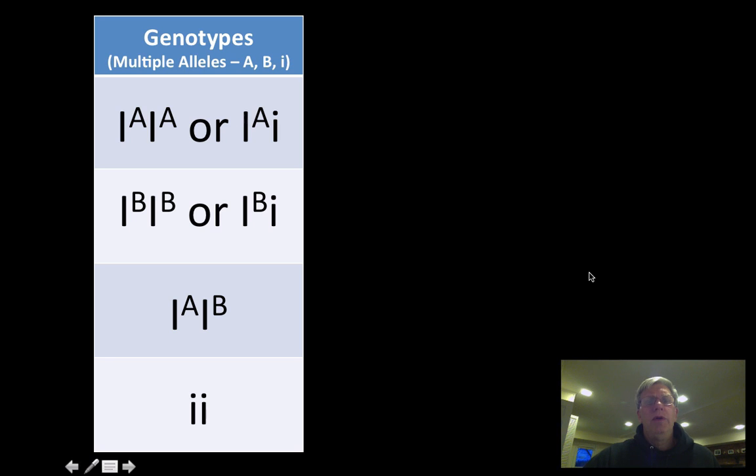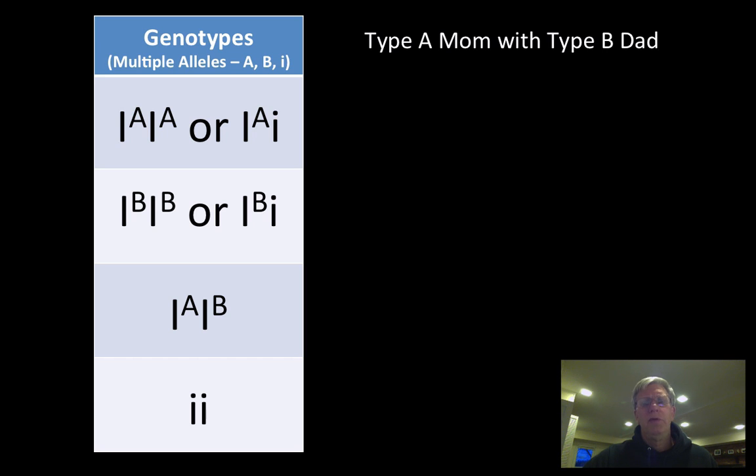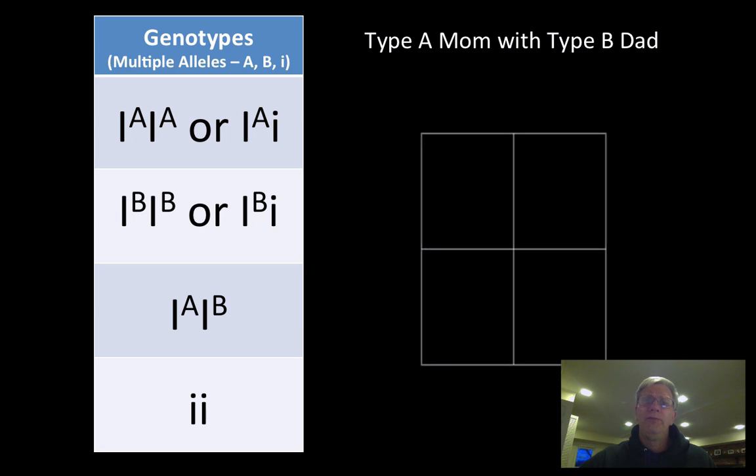So what would happen if we have a mom with type A blood and a dad with type B blood? What are the possible genotypes of the offspring, and what are the possible phenotypes? In fact, could a type A mom and a type B dad, for instance, have a child that's type O?